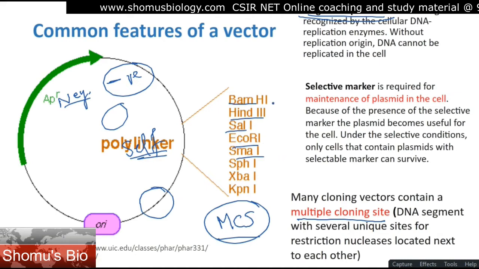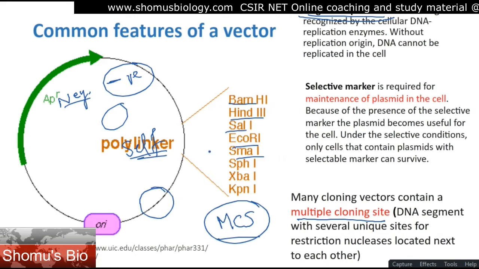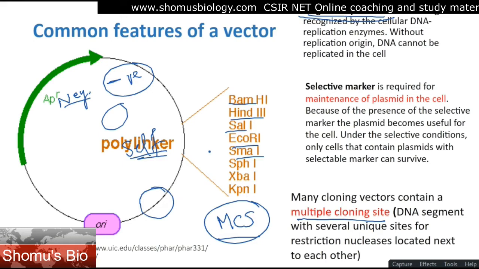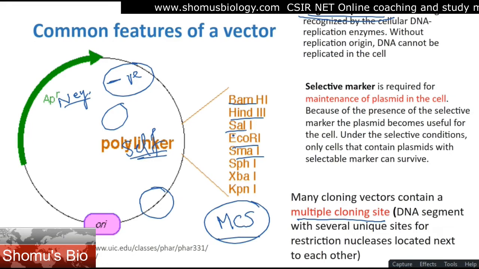These are all restriction endonucleases, and restriction endonucleases are just like scissors which make a specific cut in the DNA, in the vector, and where it cuts in the vector is the place where the gene of interest can be added, right? So that is one thing here. Multiple cloning sites are very important for that function, for that role.